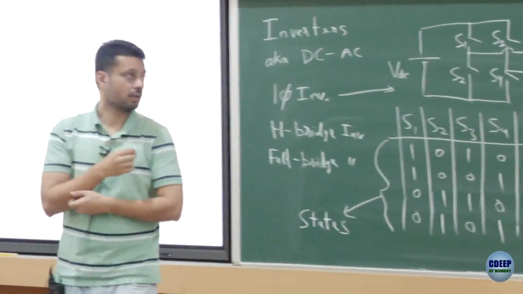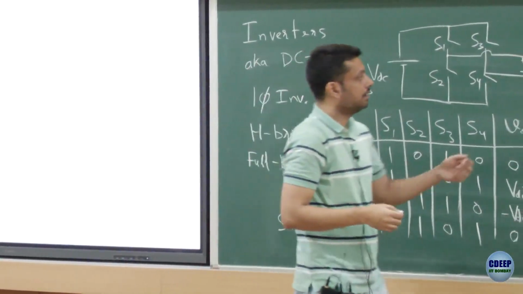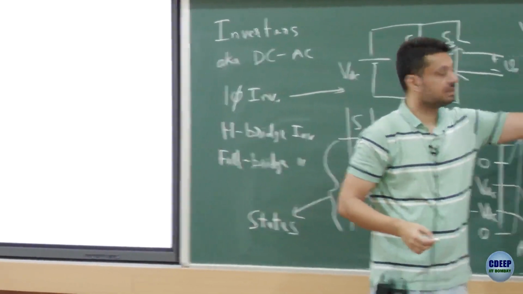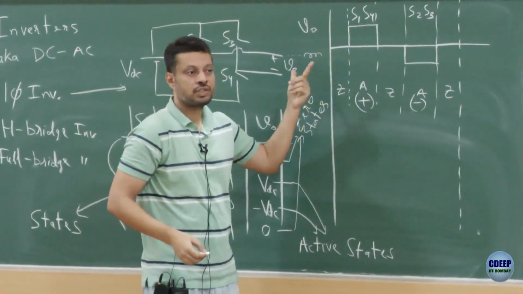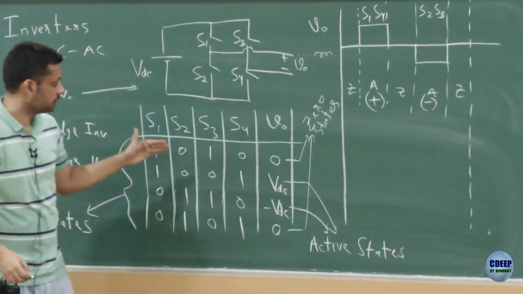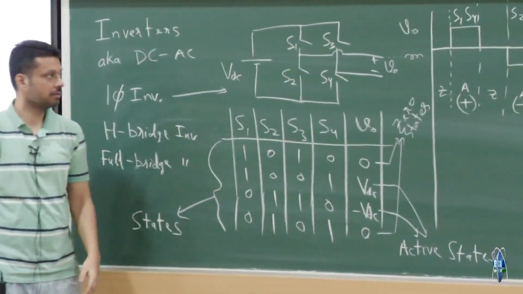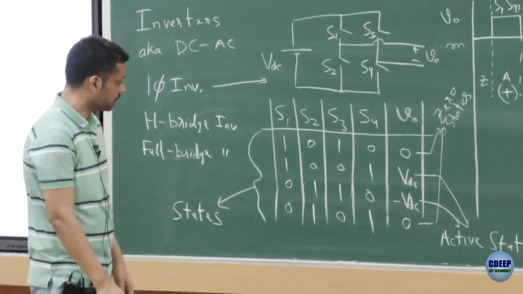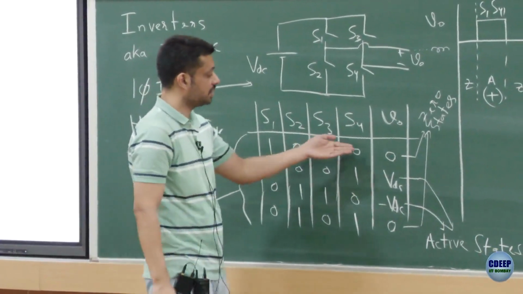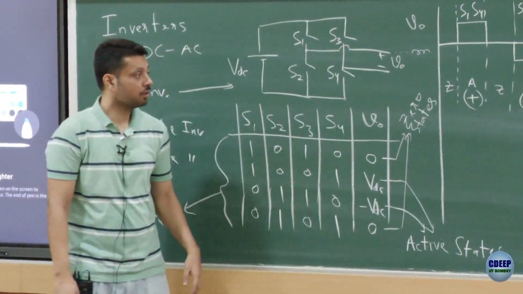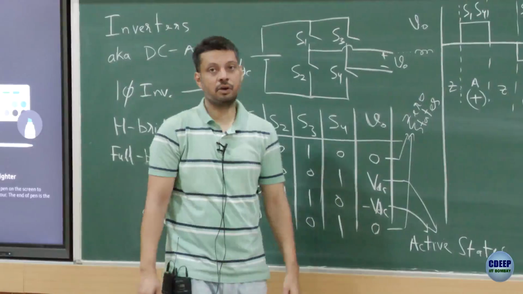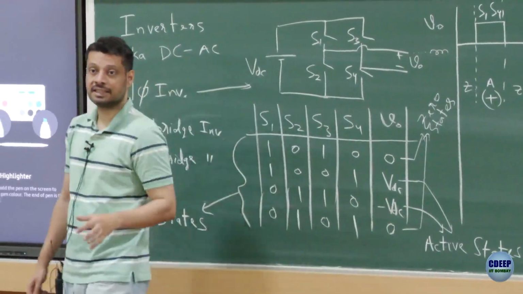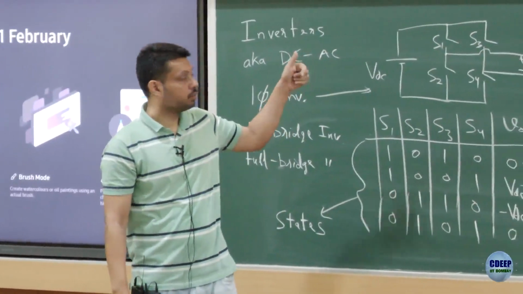Right? Now the question is, in these zero states in between, which zero state do you want to use? The first one or the fourth one? We should idle in between. Okay, so maybe for some duration we use this, some duration we use this, right? How do we decide?